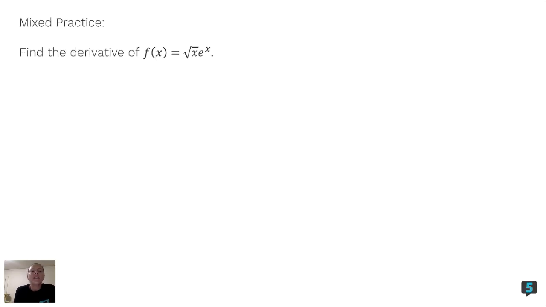Go ahead and take a couple minutes and see if you can work this one out on your own, and then let's compare answers and see what we came up with. I'll give you a little hint too, if it helps at all. You may want to think of the square root of x as x to the 1/2, times e to the x.